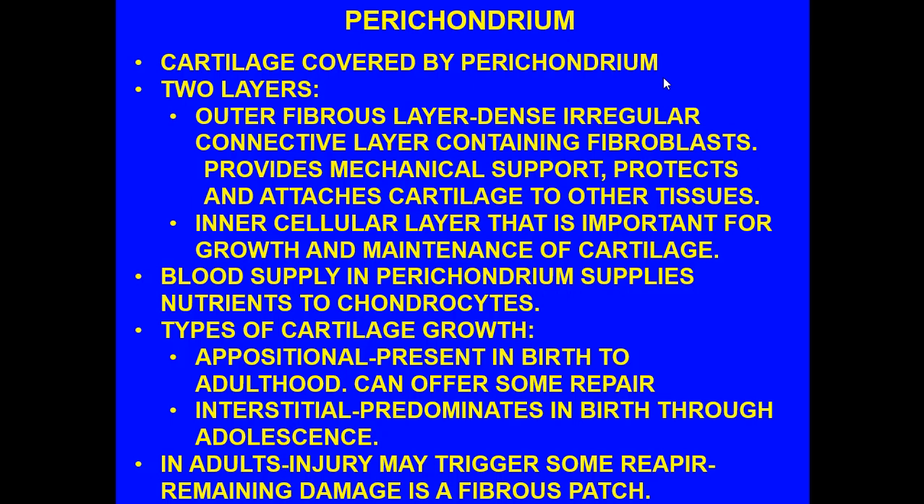The types of cartilage growth, there's two types: appositional and interstitial. Appositional is present from birth up to adulthood and can offer some repair. Okay, this is, as I mentioned, if an adult got their nose broken at the cartilage area, so you would have appositional growth. Interstitial is predominant in birth through adolescence. In adults, injury may trigger some repair.